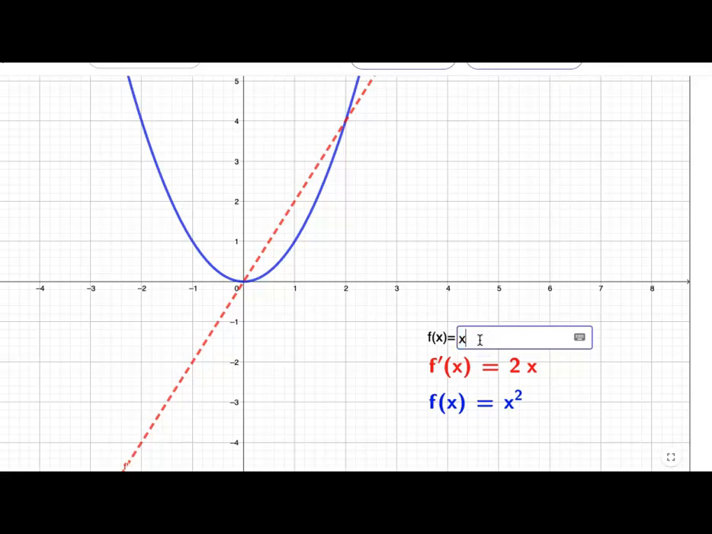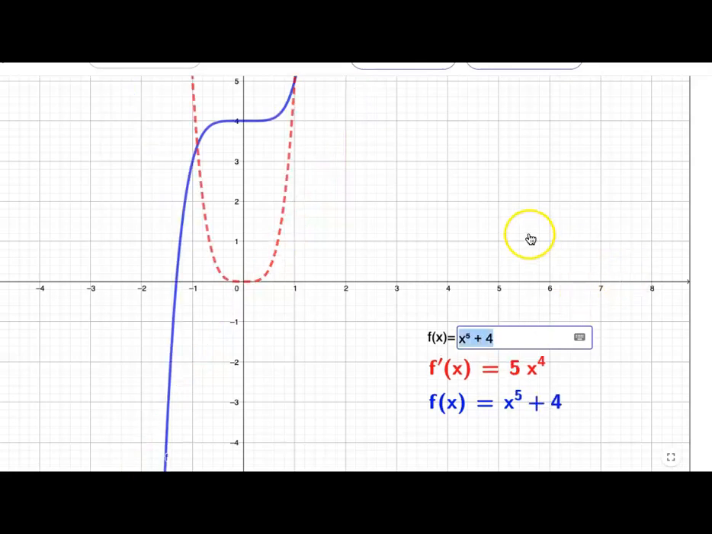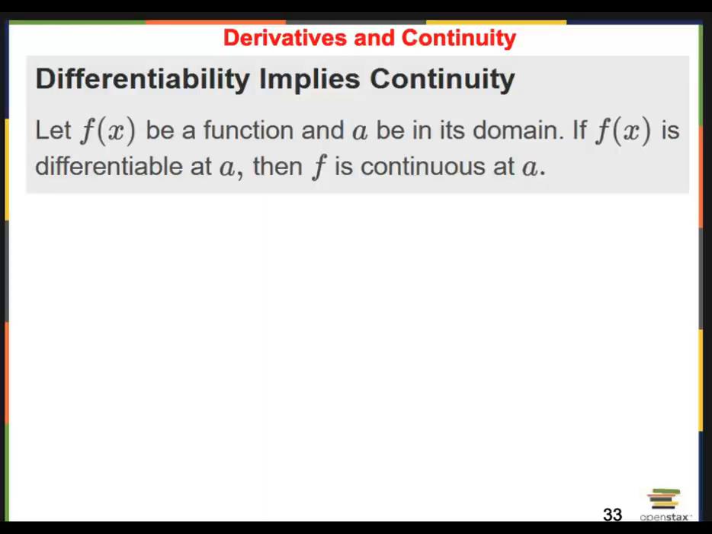Let's look at something a little different. What if I go to the 5th power plus 4? There it is. And you can see again, here's the derivative, which is 1 less. That constant goes to 0 when you're doing the derivative. So you can see the original function and what's going on with its derivative. This is kind of neat to play around and look at functions and their derivatives.